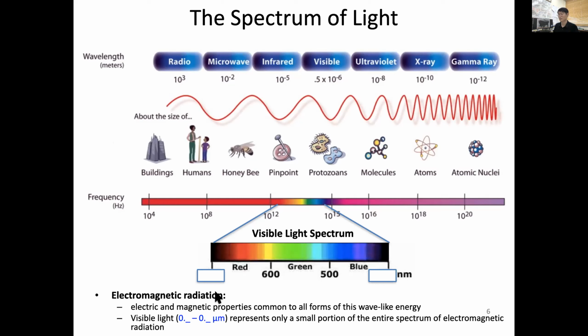So this is kind of a cartoon to show how the wavelength is changing and how it covers these different objects. So EM radiation is electric and magnetic properties common to all forms of wave-like energy. And visible light, I said 0.4 to 0.7 micron. This represents a very, very small portion of the entire electromagnetic spectrum. However, what's important is that when we understand one kind of wave phenomenon, that means we can understand almost all the other kinds of phenomena as well.